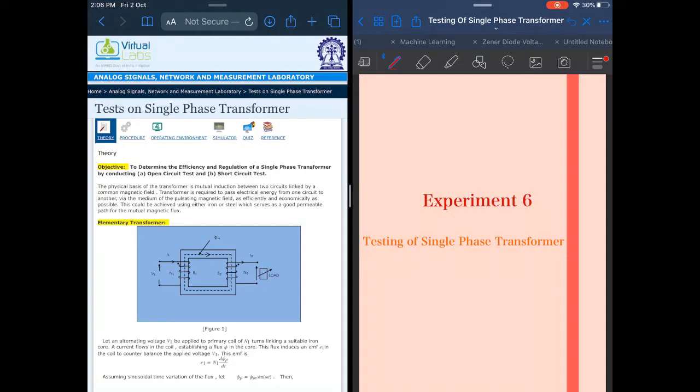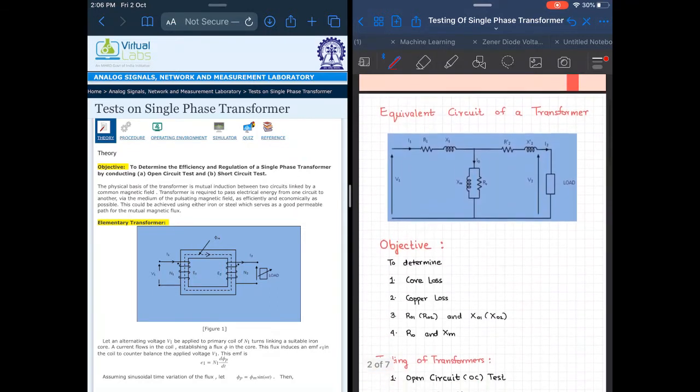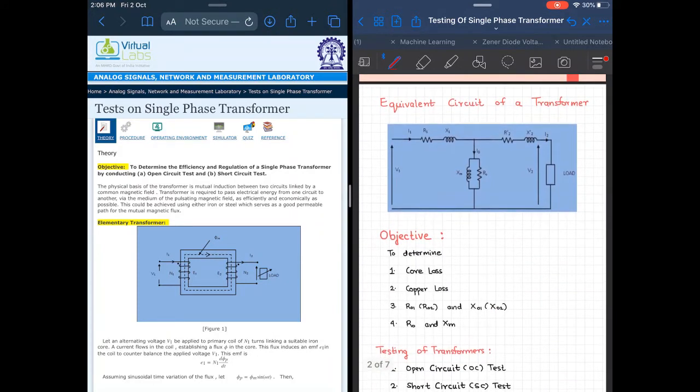Hello everyone. Today we are going to study the tests on a single phase transformer. We have the equivalent circuit of a transformer. The dash represents that we are referring it from the secondary to the primary winding. In this experiment, our main objective is to determine the parameters that we have connected in the equivalent circuit.